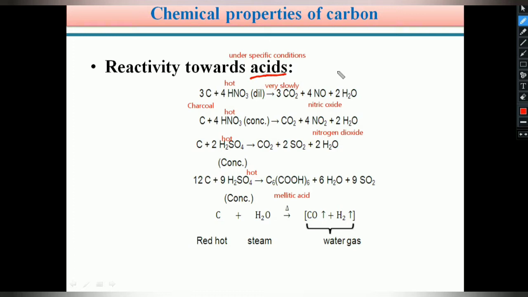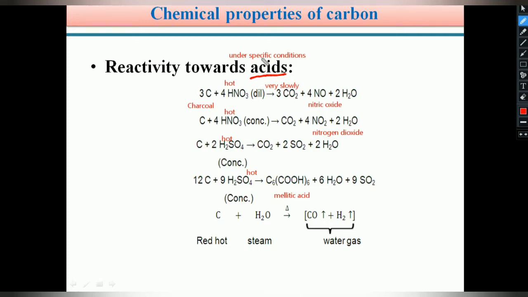Students, please be careful. Some of the students are worried here. In the chemical properties, sir already explained that carbon does not react with dilute acids, and here again sir says that carbon reacts with dilute acids. Students, here carbon reacts with dilute acids only under specific conditions. Under ordinary, normal conditions, it does not react with dilute acids. So let us see in detail what the specific conditions are.